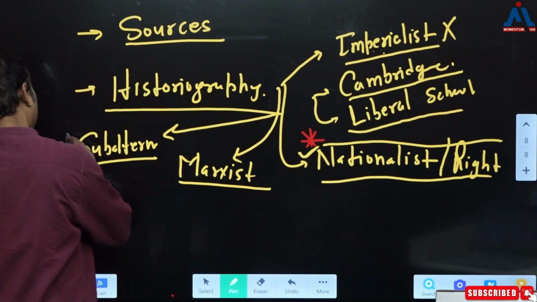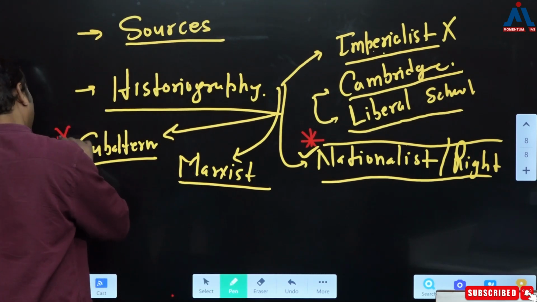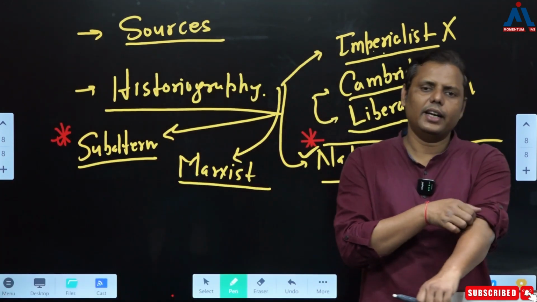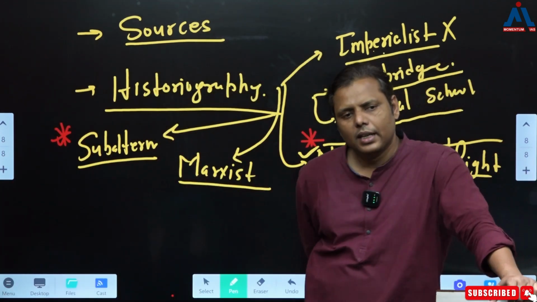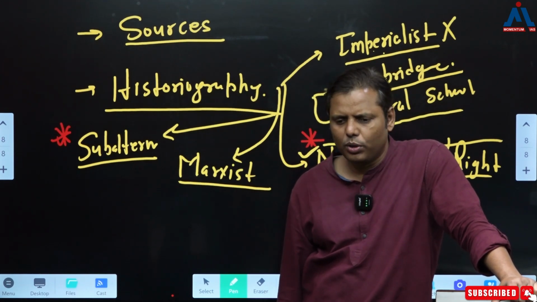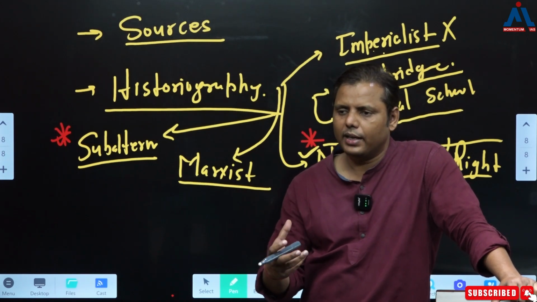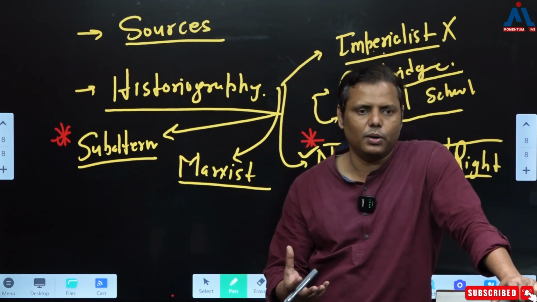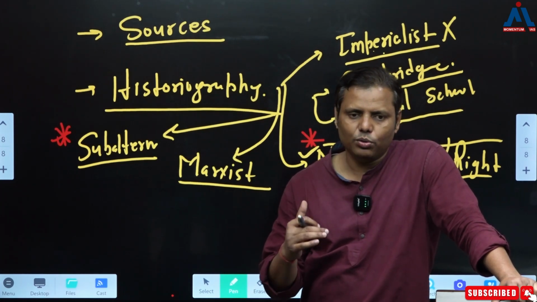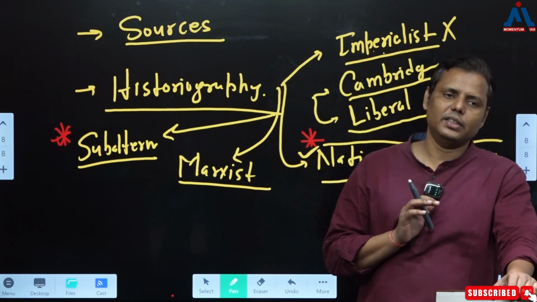Then it comes to the subaltern school. Frankly speaking, as far as the subaltern school is concerned, in paper 2 there is great importance of the subaltern school, correct? Why is there great importance of subalterns in paper 2? Because I believe that you all must be knowing about this school. This school is talking about writing history from the lower perspective, or from below. So when you write history from below, it means that you are trying to write the history of all those sections of society which have always remained ignored.